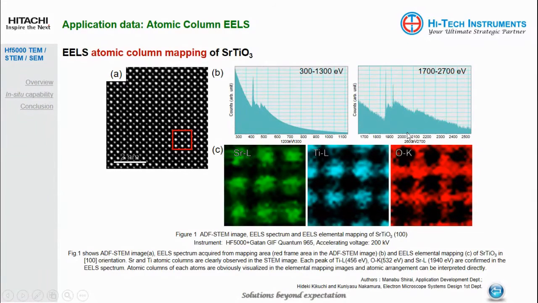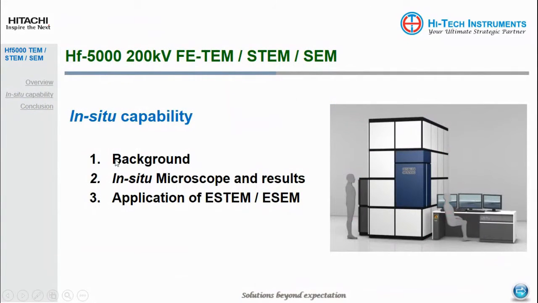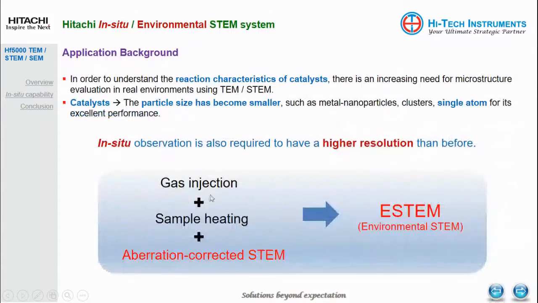Now I would like to introduce the in situ capability. The previous ones are all capabilities within the HF5000, and this is how the in situ capability can be had in the HF5000. I will introduce the background, the in situ microscope and results, and some applications. In order to understand the reaction characteristics of catalysts, there is an increasing need for microstructure evaluation in real environments using TEM or STEM.